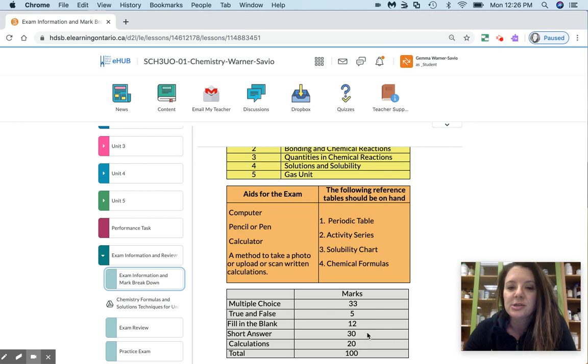Now the short answers, I'm going to give you some tips. I want you to focus in on the trends of the periodic table, so make sure that you can define and know the trends for ionization energy, atomic radius, electronegativity, down a family, and across a period, and why those values increase or decrease. So make sure that you know that. Make sure that you are clear on how to do nomenclature, which is formula writing and naming.